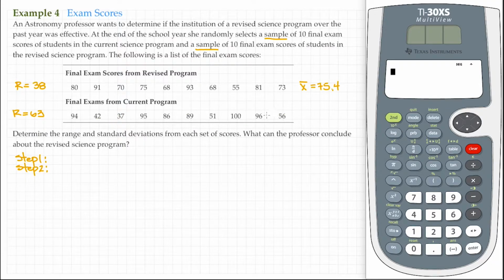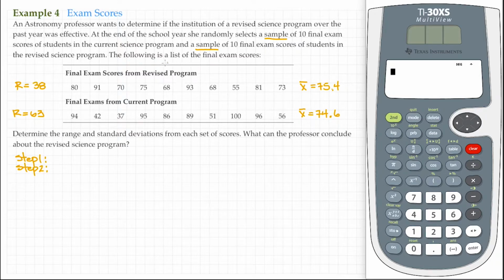The mean for this set of data, the current program, again, this is another X bar, is 74.6. So as you look at those means, there's not much difference in the scores. With the current program that they're using, on average, a student will score 74.6 on a final exam.